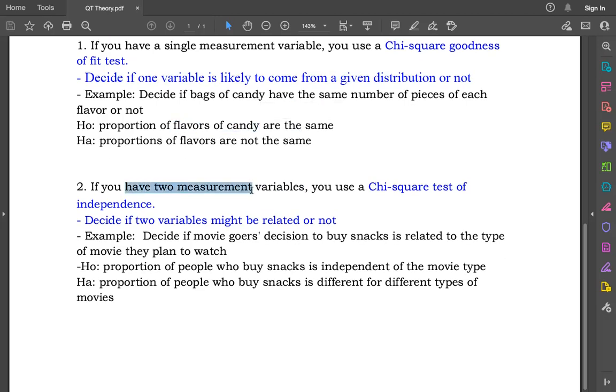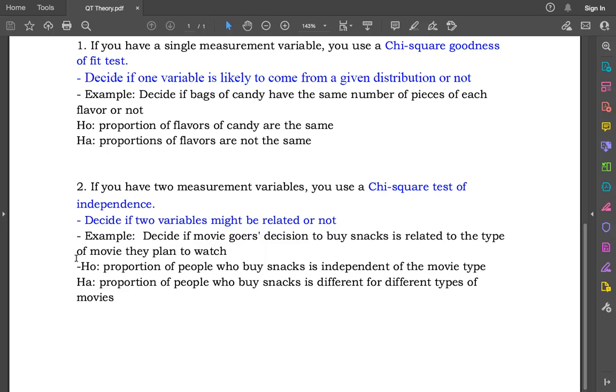That is basically used when you have two measurement variables. This is used to decide if the two variables are related or not. The first example I've given here is that if you want to figure out if a moviegoer's decision to buy snacks is related to the type of movie they plan to watch. So there are two variables. The first variable is whether they will buy snacks or not, and the second variable is the type of movie that they're planning to watch.